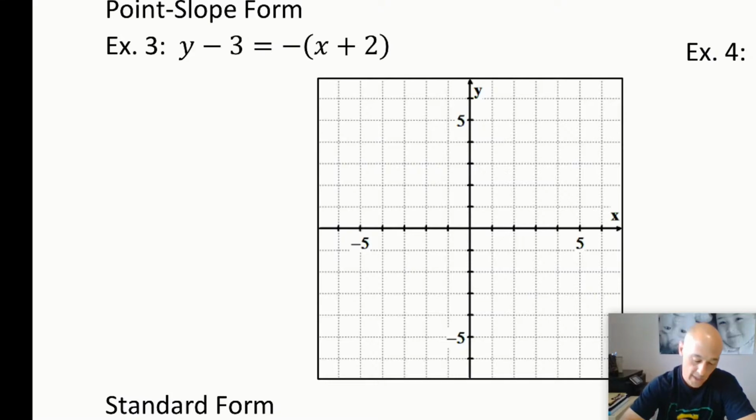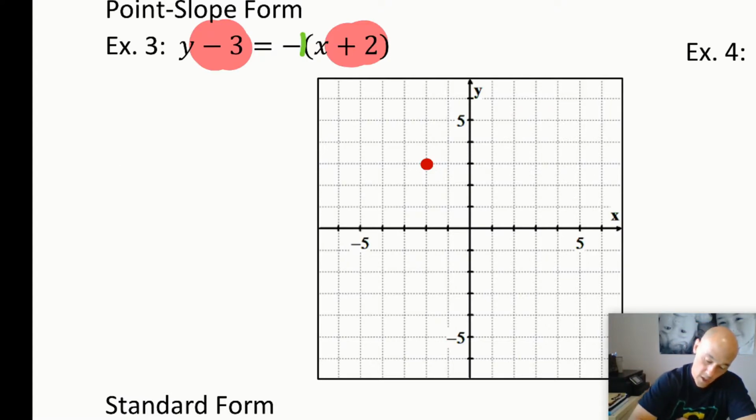Here, this is in point slope form. Here, my slope is negative 1. My point is going to be from those right there. The point is going to be negative 2, positive 3, with a slope of negative 1.